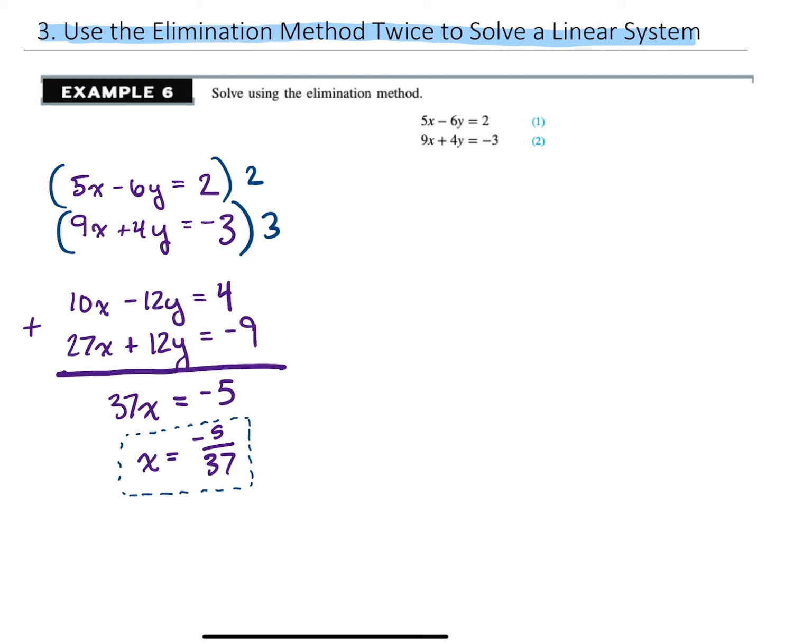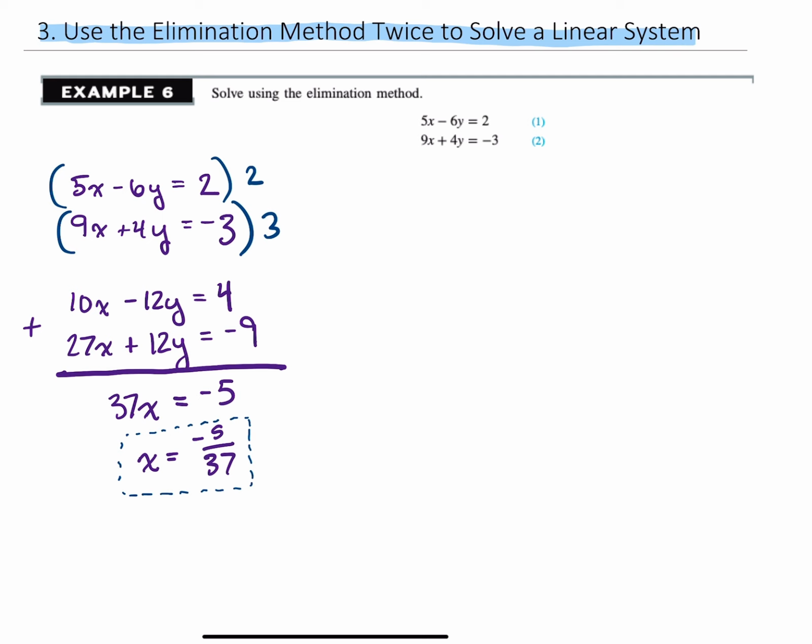Now, we could take this and plug it into one of these equations, but we'll get some pretty messy fractions. We will still get a solution, so there's nothing inherently wrong with that. But if we want to avoid plugging in this weird fraction, we can just try eliminating the x's this time. We can start over and eliminate the other variable and solve for y. So let's try this out.